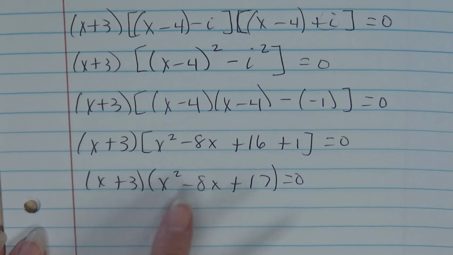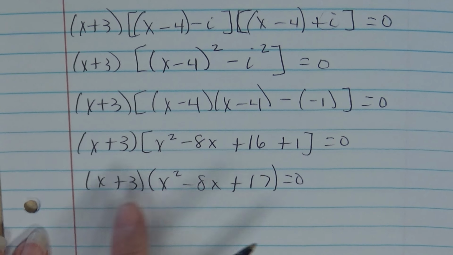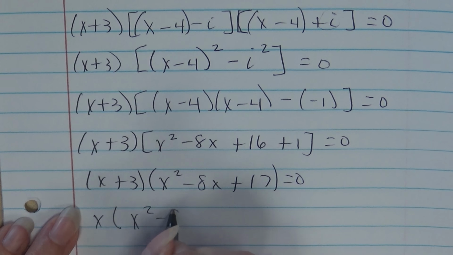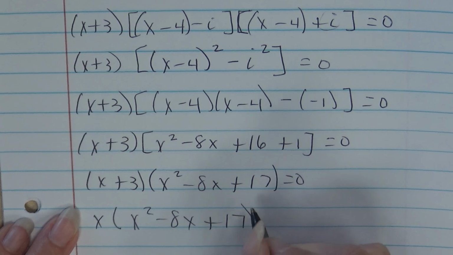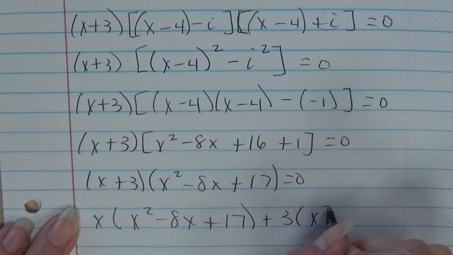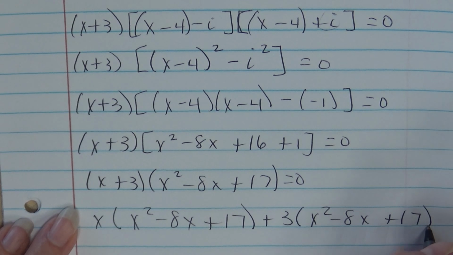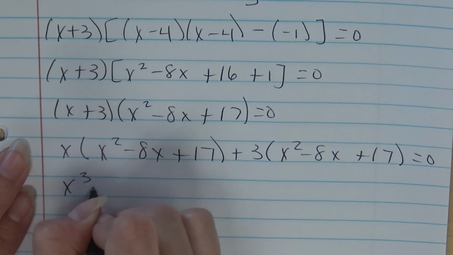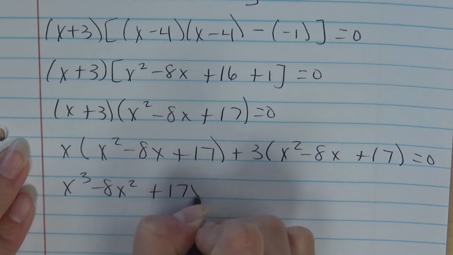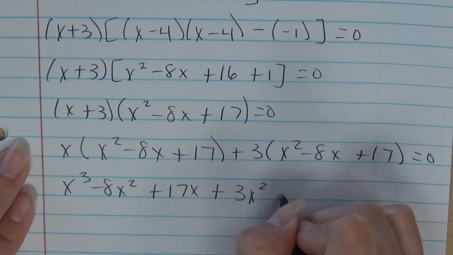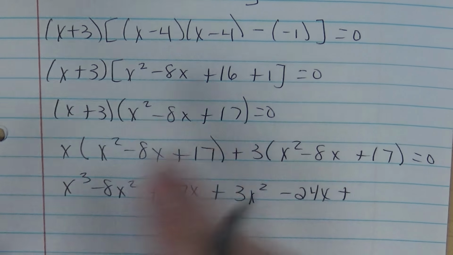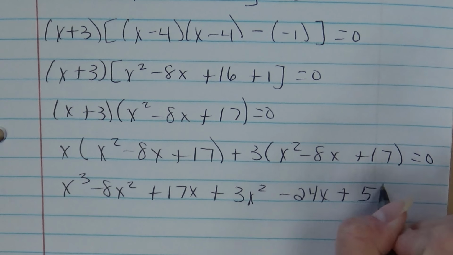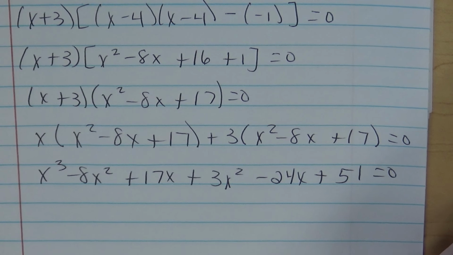Now I multiply the binomial with the trinomial, so we're going to break the first one apart, making sure we multiply everything in here by each of these terms. So x times (x squared minus 8x plus 17) plus 3 times (x squared minus 8x plus 17) equals 0. And then distribute: x to the third minus 8x squared plus 17x plus 3x squared minus 24x plus, and I need 3 times 17, which is 51, equals 0. And then combine like terms.